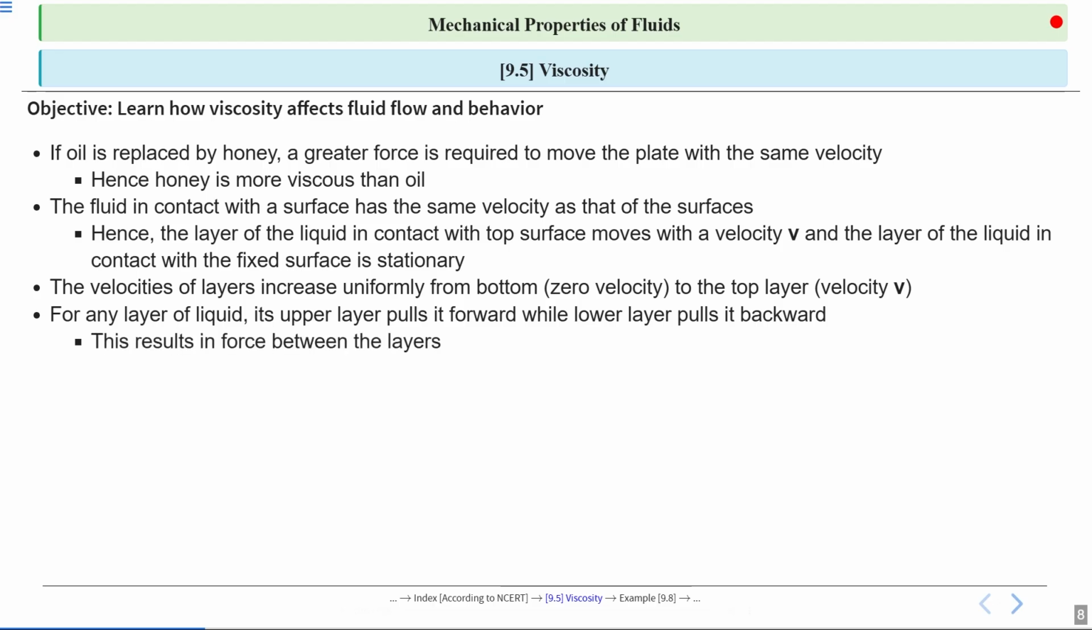This internal friction results in a force between the layers. The upper layer pulls the lower one forward and the lower layer pulls the upper one back. This is why moving one layer affects the motion of the others and why more viscous fluids are harder to move. This type of flow is known as laminar.